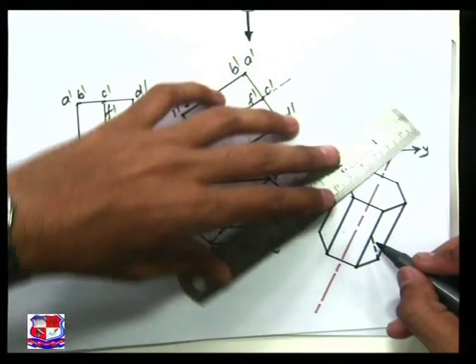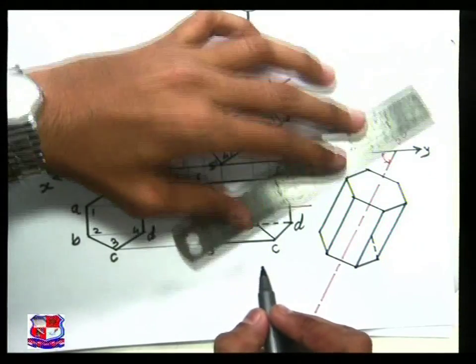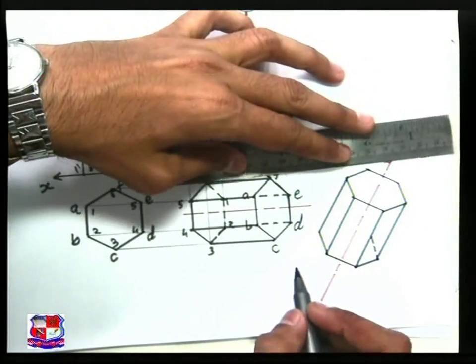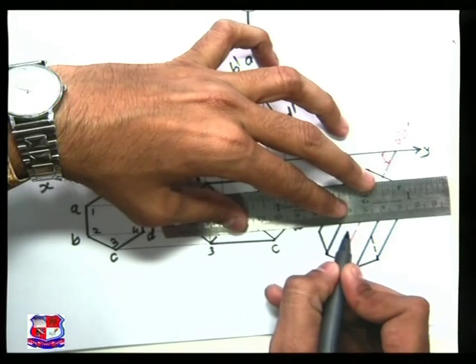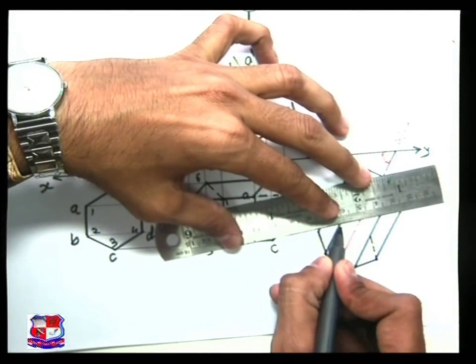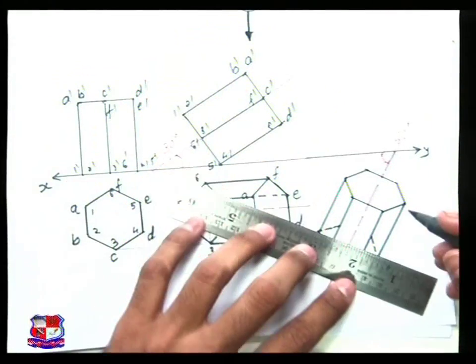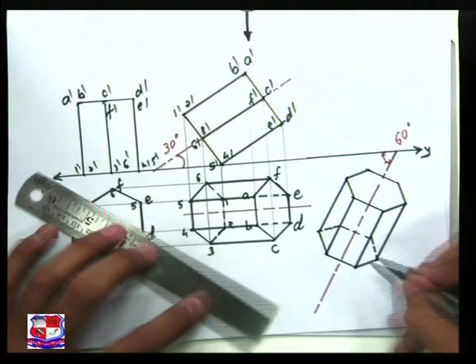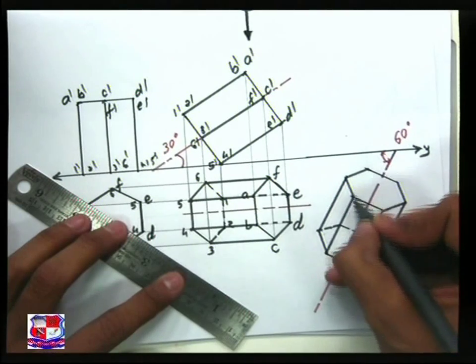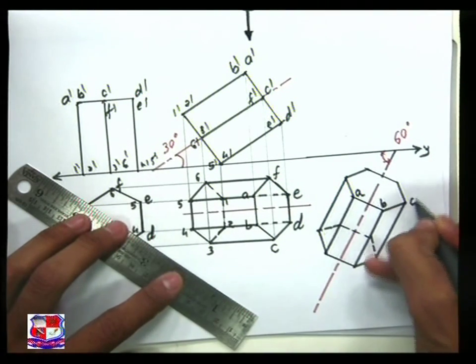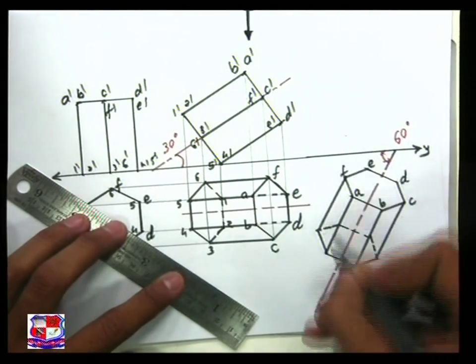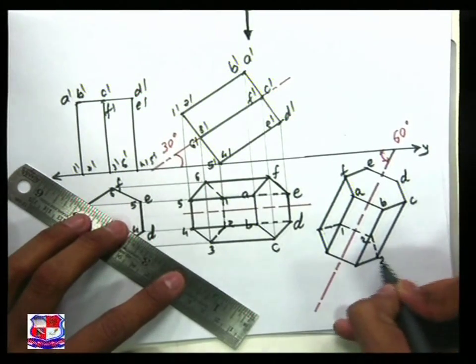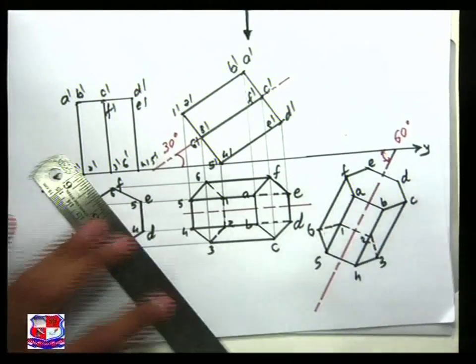Dotted line here, again the dotted line would be there like this, parallel to this opposite, and here dotted line to show these hidden edges. Name the endpoints. Here is point A, B, C, D, E and F. Here is 1, 2, 3, 4, 5 and 6.